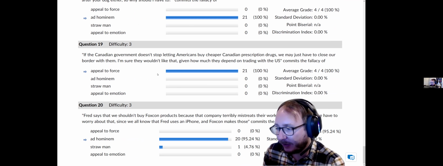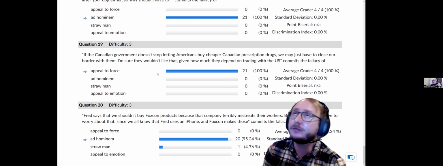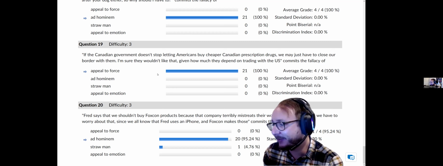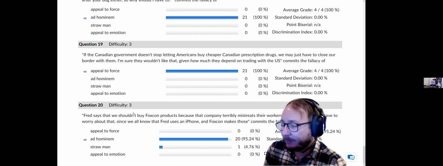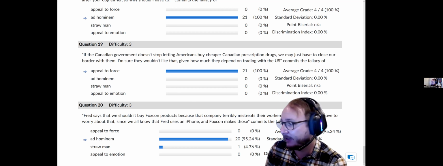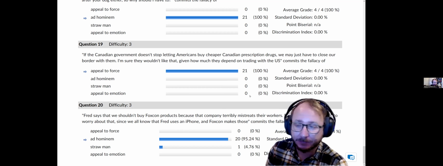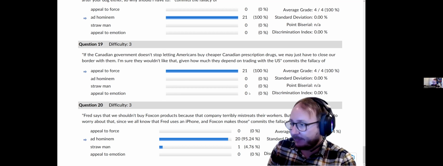And finally, question 20 is an ad hominem, another tu quoque. One thing I don't super like about this homework assignment is it's got too many tu quoques and not enough of the other kinds of ad hominems. I may need to go back and make some modifications, but I think you guys tracked it fairly well. This is appealing to the fact that this guy owns an iPhone and Foxconn makes those, so we shouldn't listen to his complaints about the way Foxconn treats their workers. All right. Any questions about 5C and 5D?